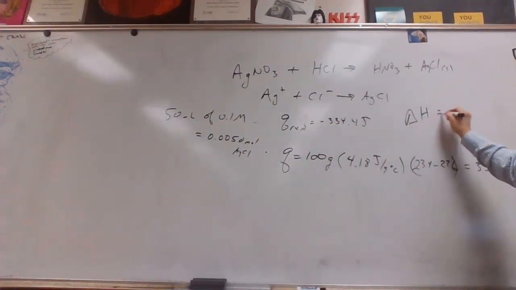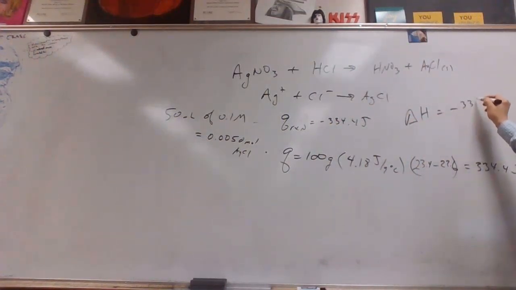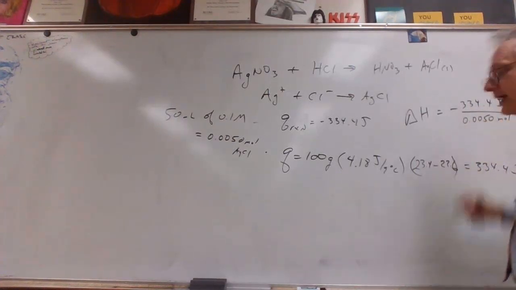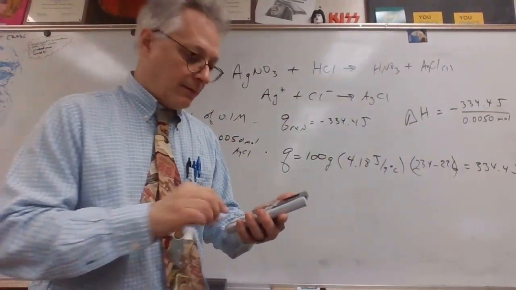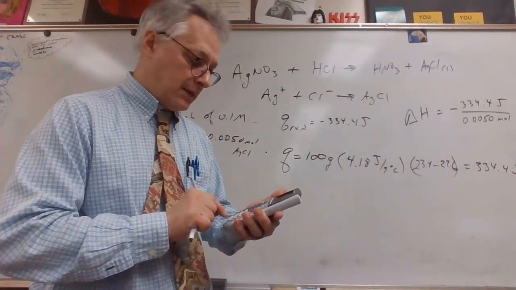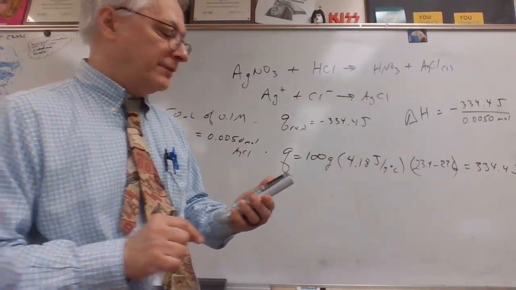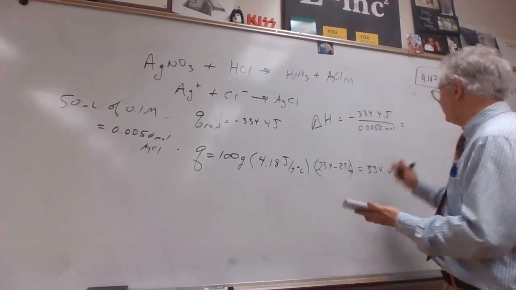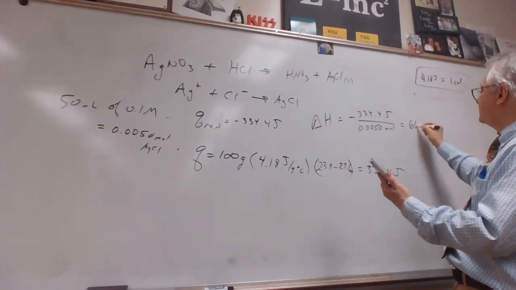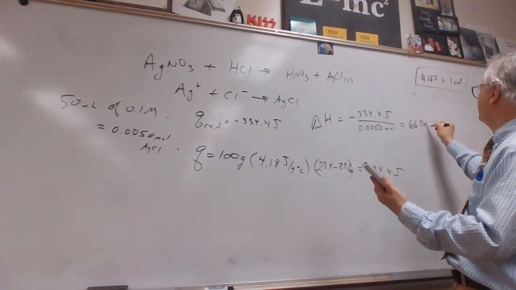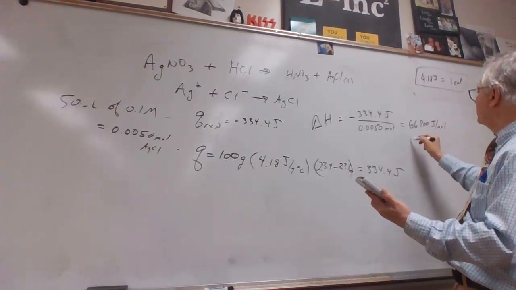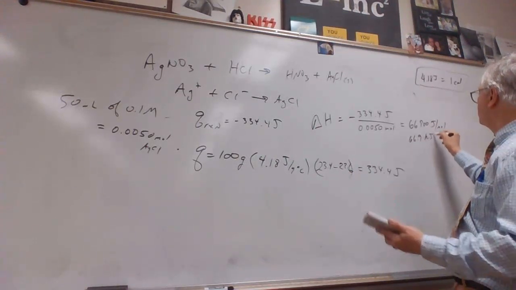So now what we're going to do in order to get the delta H per mole of silver chloride, it's going to be negative 334.4 joules divided by 0.005 moles. And you're going to get a pretty big number. I get a big number, which you should. I get 66,900 joules per mole, or 66.9 kilojoules per mole.